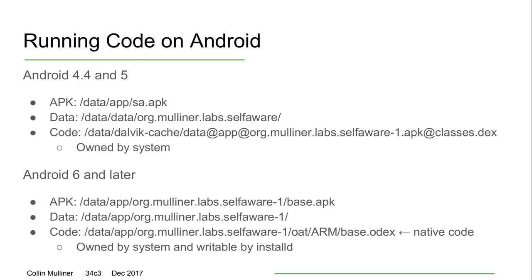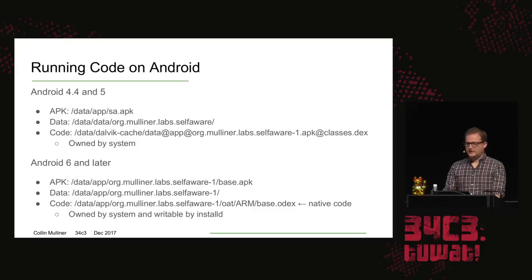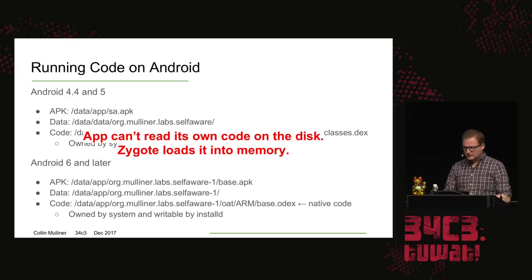The interesting part is those files are all owned by the system, and they can only be read and written by installd and zygote. So your own app cannot read its own binary, which makes this very interesting. Because zygote just loads it into memory and then executes it, so your app doesn't really need to be able to read its own code.